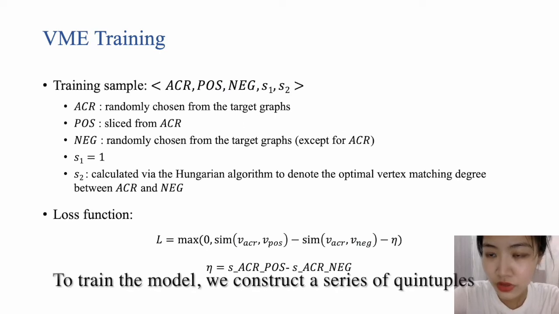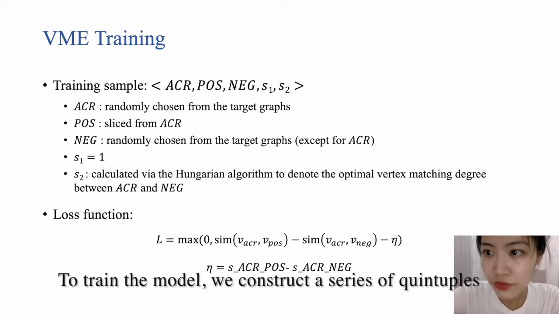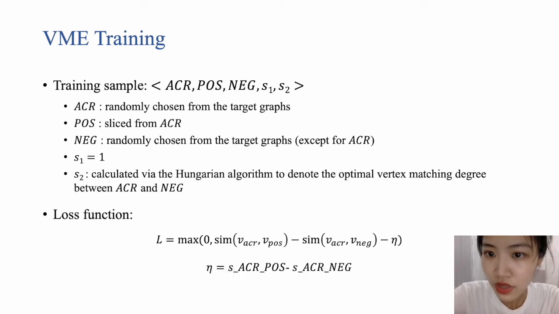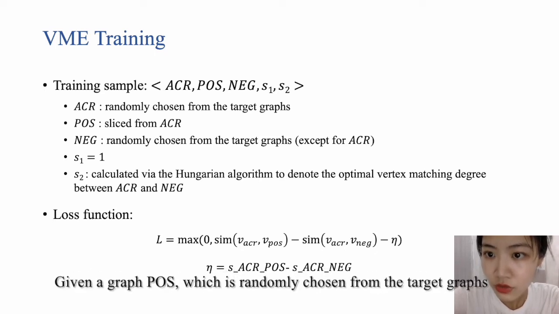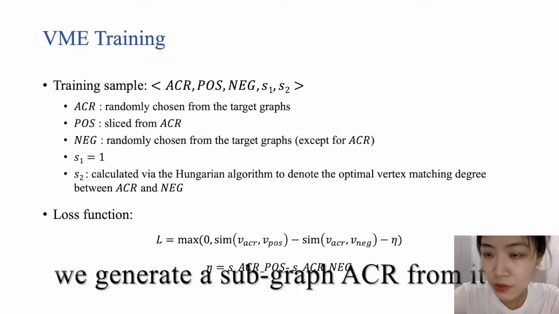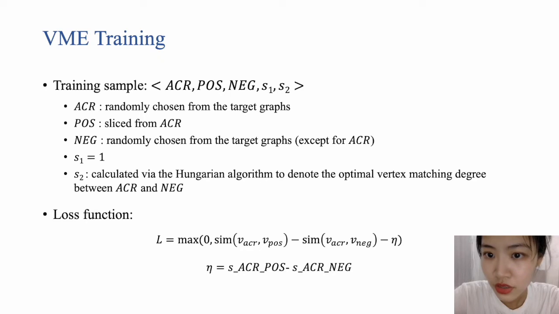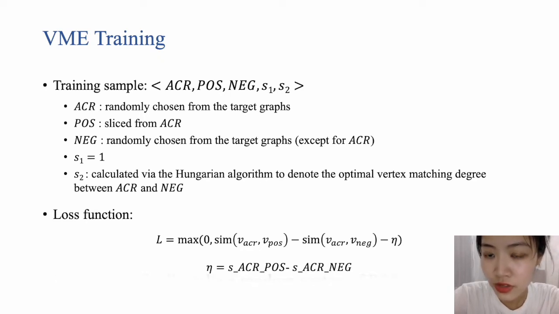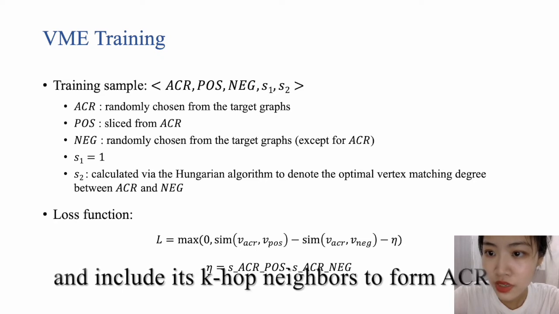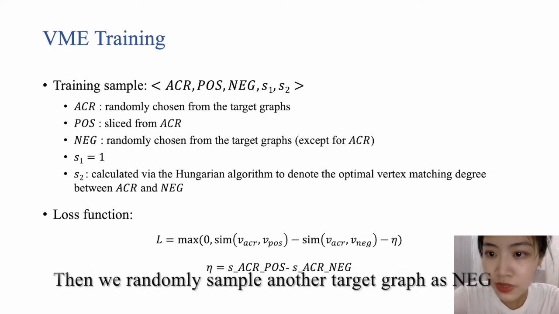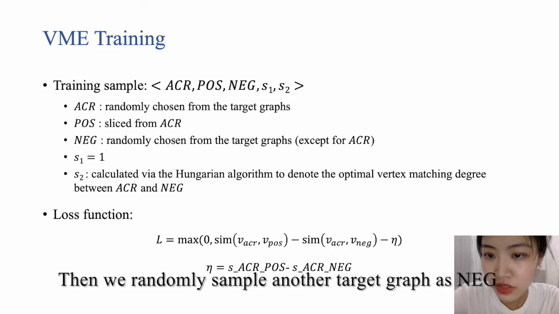To train the model, we construct a series of quintuples, each containing 3 graphs and 2 labels. Given a graph POS, which is randomly chosen from the target graphs, we generate a subgraph ACR from it. More specifically, take a random vertex of POS as the sentry, and include its k-hop neighbors to form ACR. Then we randomly sample another target graph as NEG.